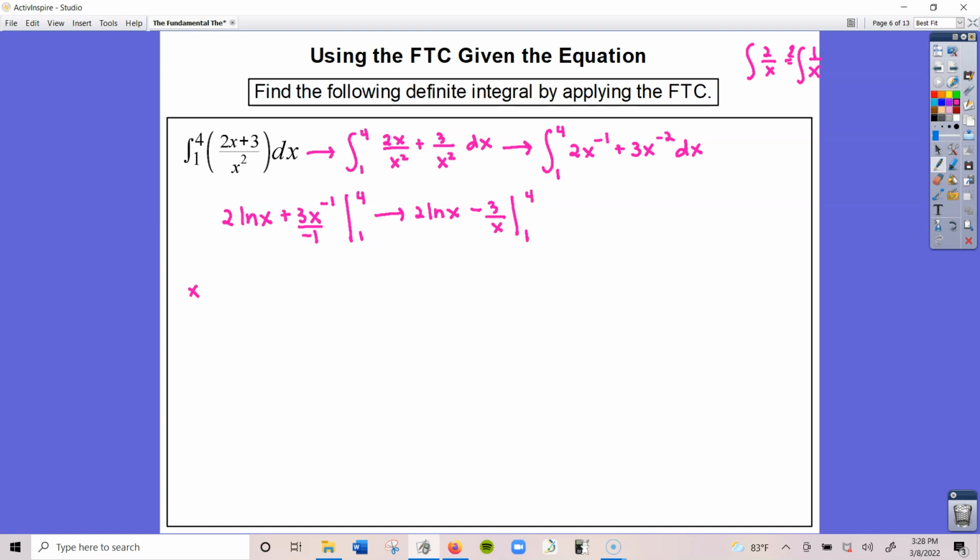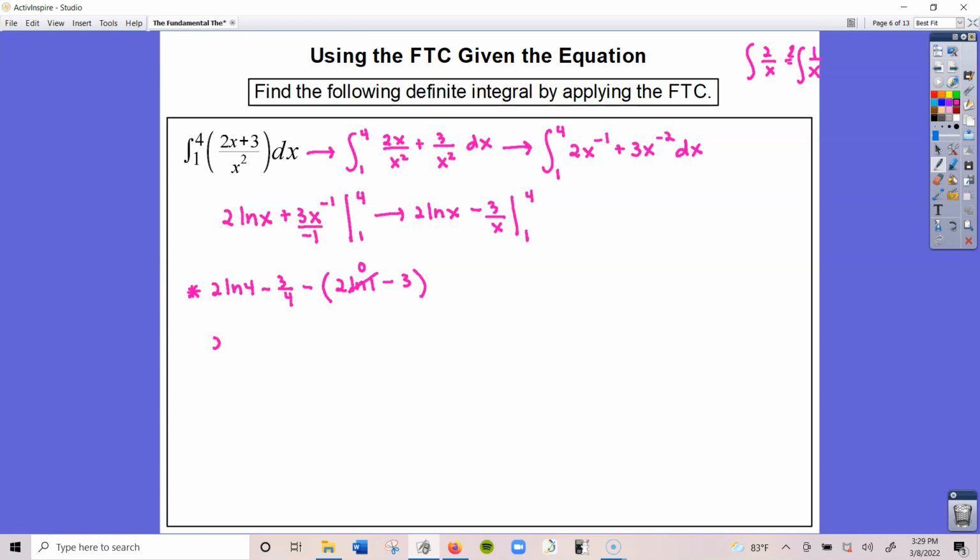So now we're going to apply the FTC. We're going to plug in the 4 first. So 2 ln 4 minus 3 over 4. Minus, now I'm going to plug in the 1, so I'm going to open my parentheses. 2 ln of 1 minus 3 over 1, which is 3. Here I can't really do anything with that yet, so I'm just going to leave that. Minus the ln of 1, that's 0. So 2 times 0 is going to be 0.